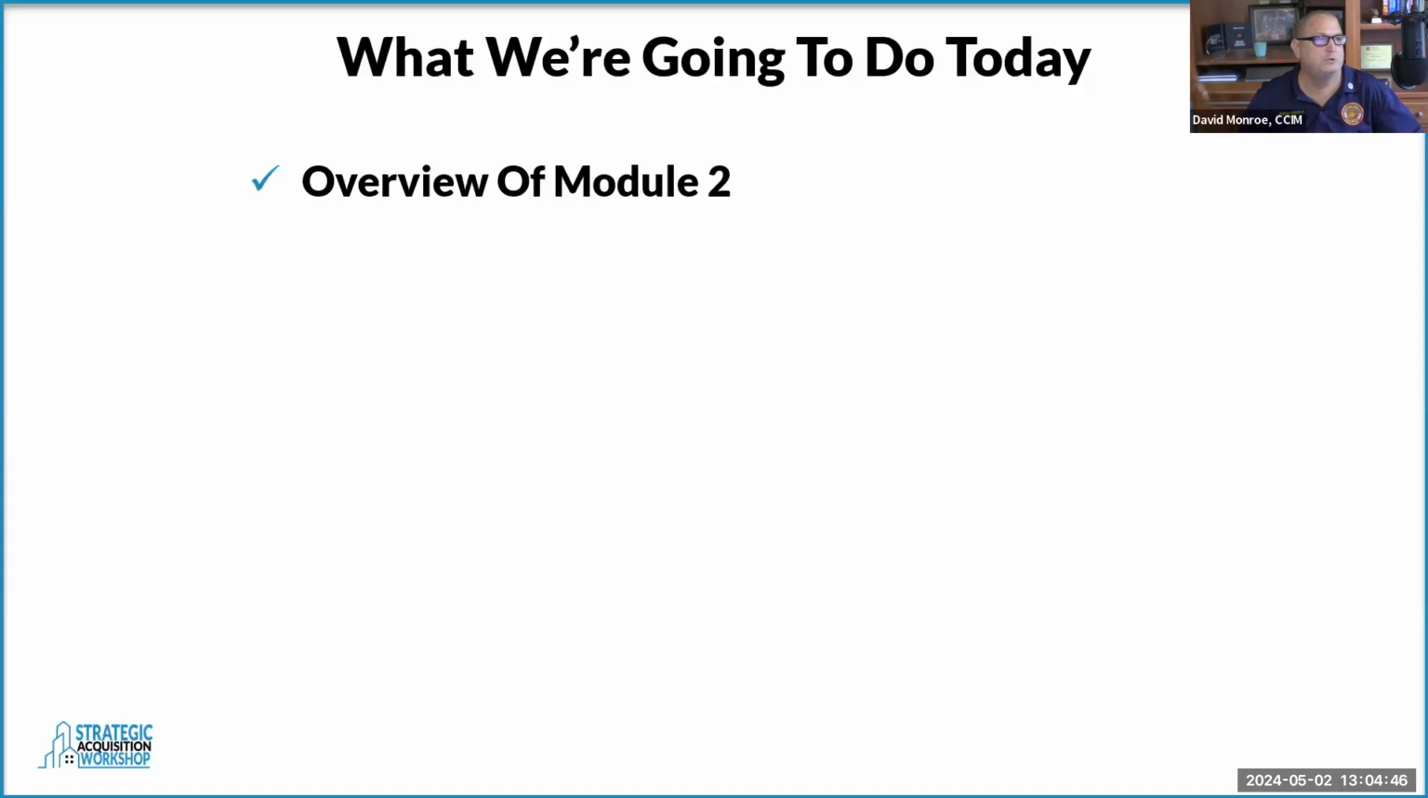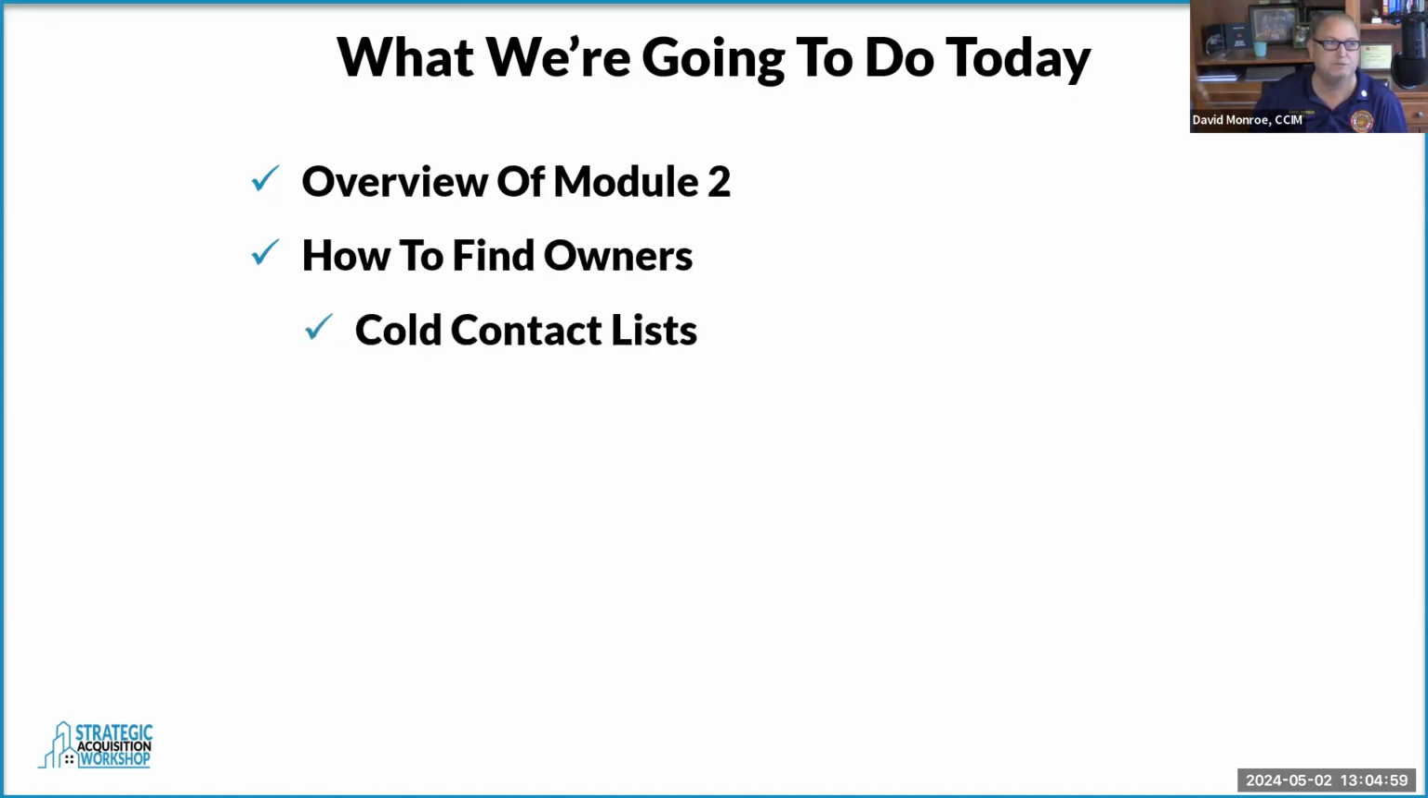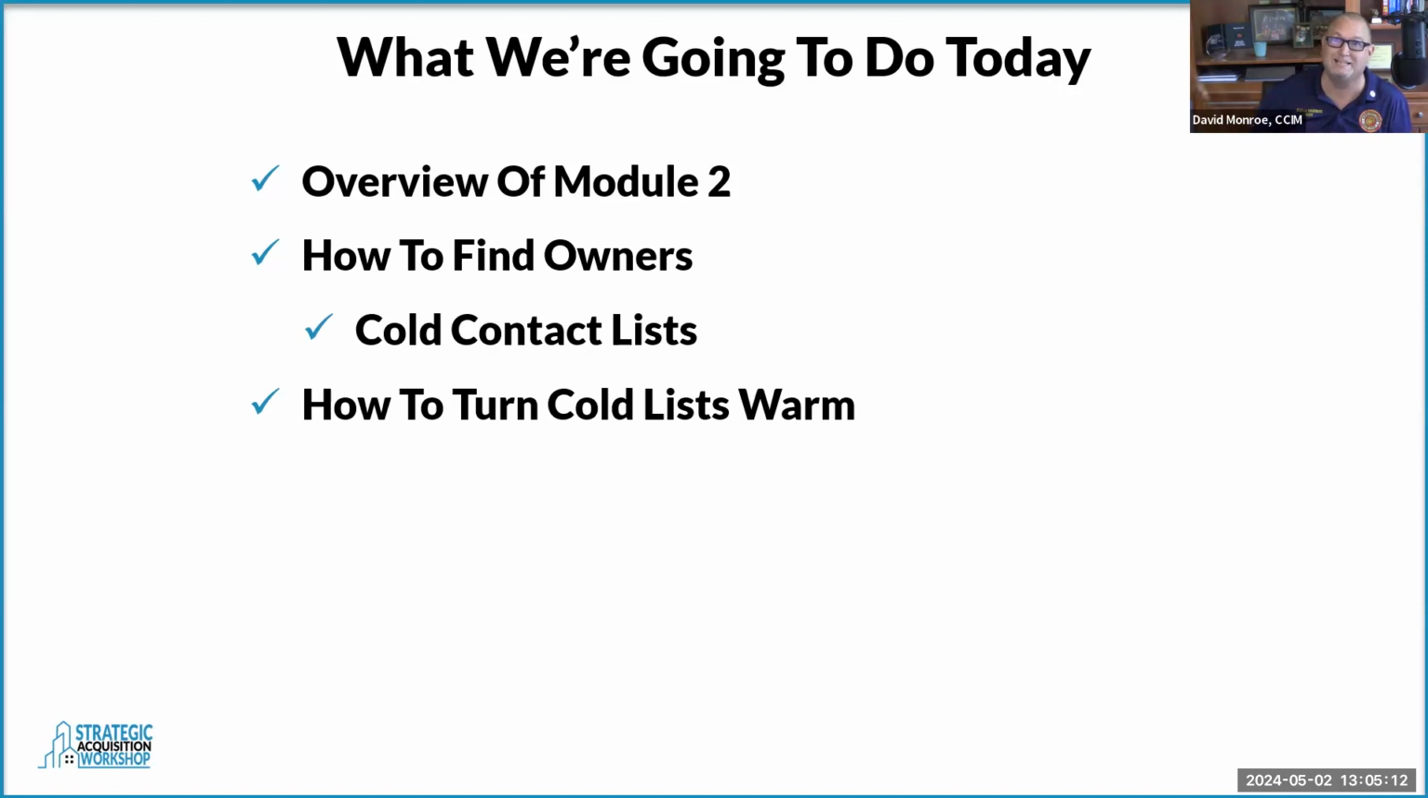So we're going to talk about the overview of Module 2. I'll go over very briefly, very high level, exactly what we're going to do for Module 2. Then we'll talk about how to find owners and more specifically, how to pull cold owner contact lists. There are multiple ways to do that. Then how to churn those cold lists, so those cold leads, into warm prospects. And that is really where the rubber meets the road in this class. And then we'll go deeper into other classes on other strategies for finding owners.